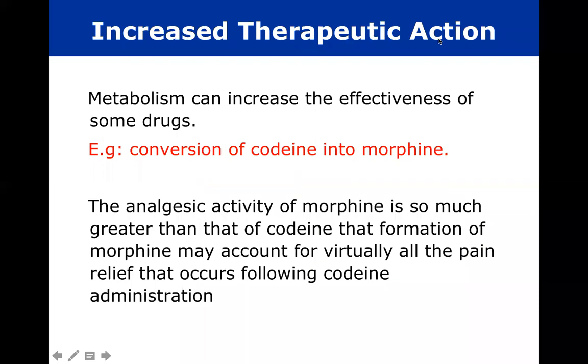Increased therapeutic action is one of the unexpected consequences of metabolism, and we will take an example: conversion of codeine into morphine. The metabolism of codeine leads to the production of morphine. The analgesic activity of morphine is much greater than that of codeine. The formation of morphine may account for virtually all the pain relief that occurs following codeine administration. So the effect of codeine is actually due to its metabolism and the production of morphine, and this metabolism leads to an increased therapeutic effect of codeine.